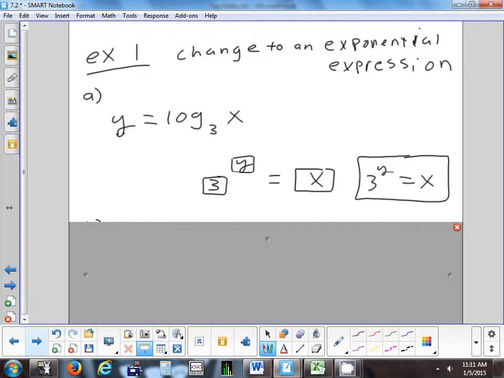Any questions how we changed from log form to exponential? Now, you can't solve that. If you knew y, then you could. Let's say you know y was 2. Then you could do 3 squared and get x is 9. But without knowing x or y, you can't solve it. Right? Just practicing converting.